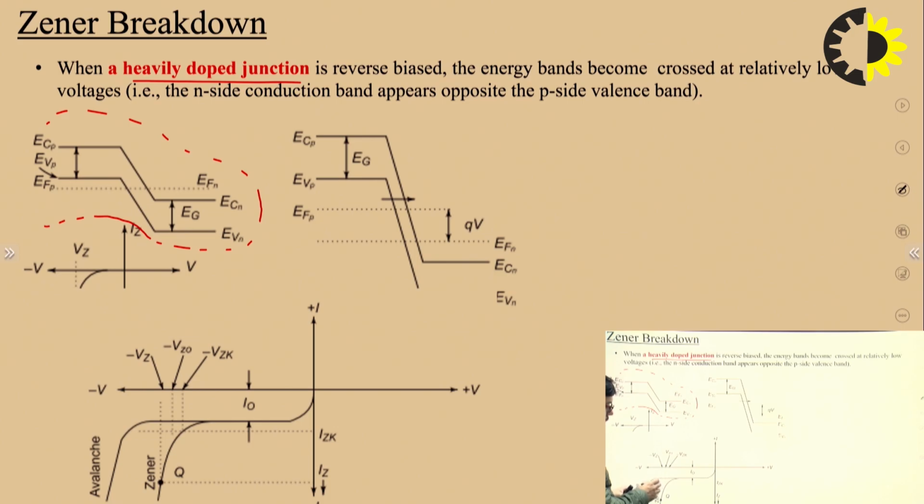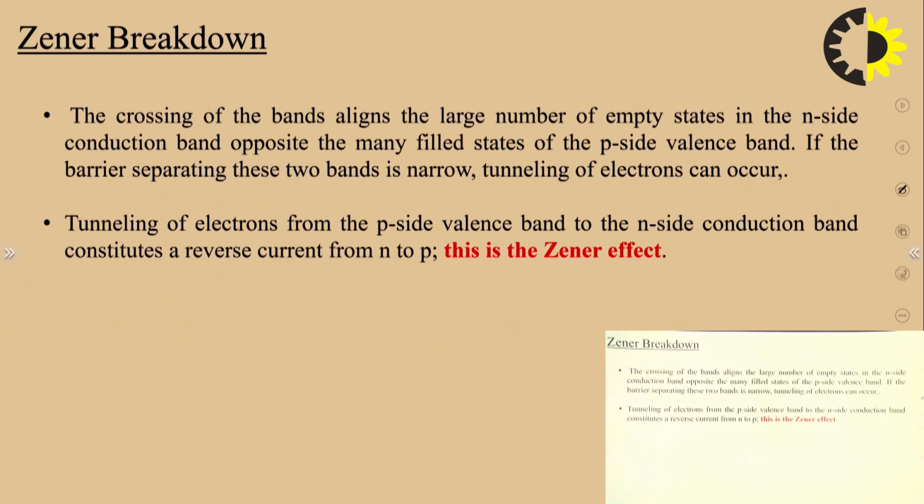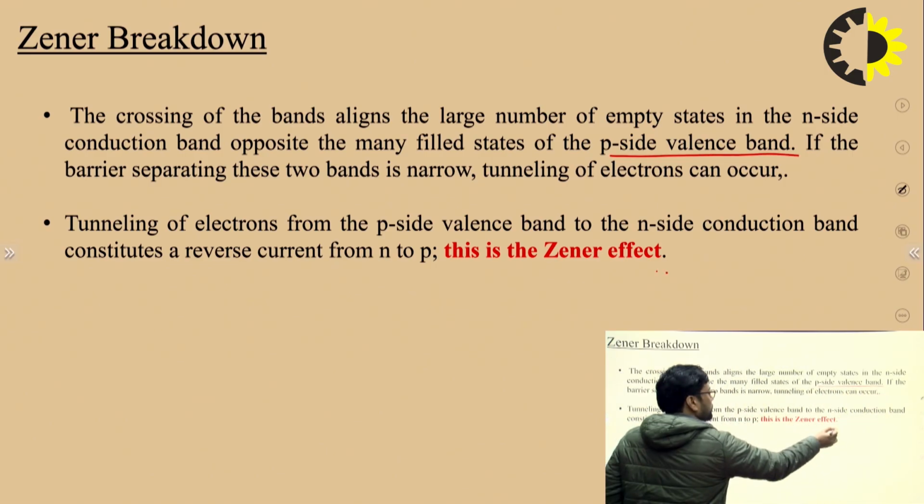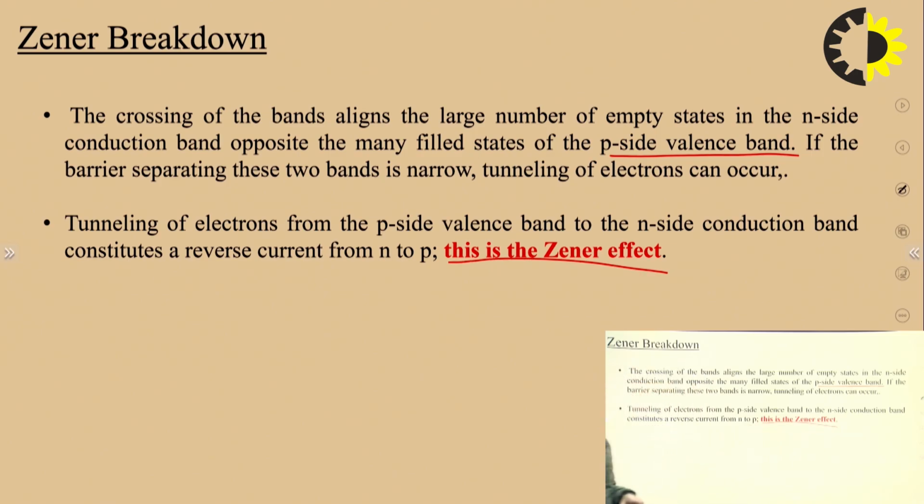Zener breakdown happens before the avalanche breakdown in the characteristics, because Zener happens at low voltage and avalanche happens at some higher voltage relative to the Zener breakdown voltage. So we can say the crossing of the bands aligns the larger number of empty states in the n side junction conduction band opposite the many filled states of the p side valence band. So this is the Zener effect. I hope you can understand this Zener effect, or tunneling effect.